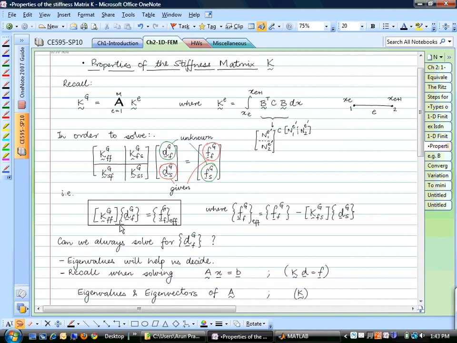So going back again to the same point, let's say this is singular, and let's say one of the eigenvalues is 0. So does that mean that there is no solution, or are there any other possibilities also?